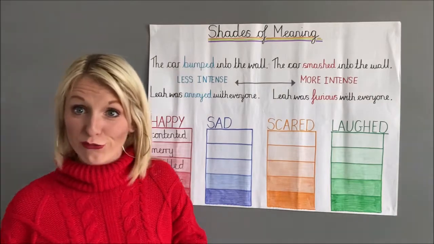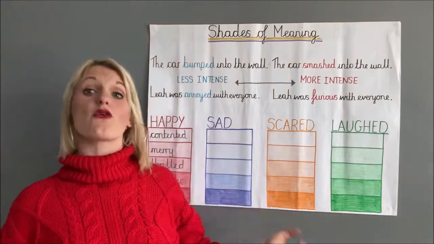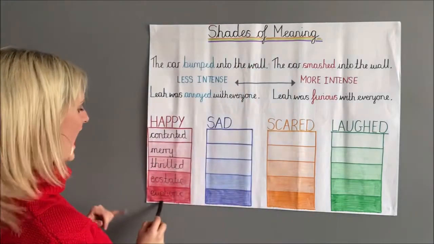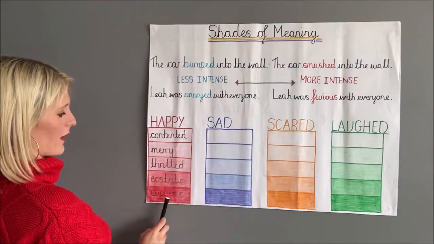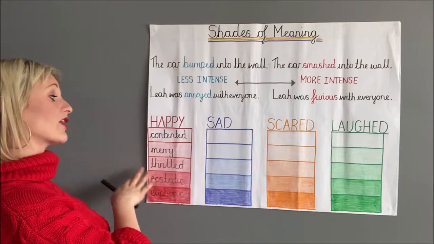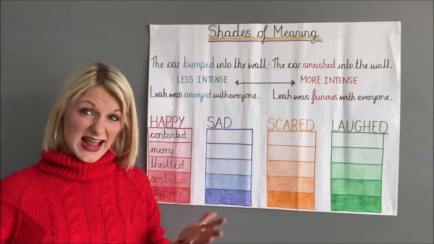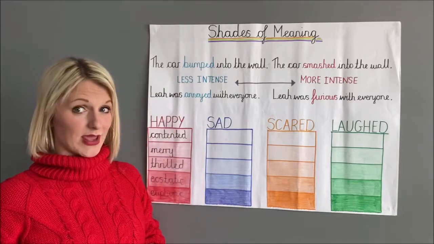Now, if you're feeling euphoric, it means you're in a state of euphoria. You're so happy about something. So that had to be my most intense word down here. So I've gone contented, merry, thrilled, ecstatic, euphoric. They're all words that do mean the same as happy, but in very different degrees.